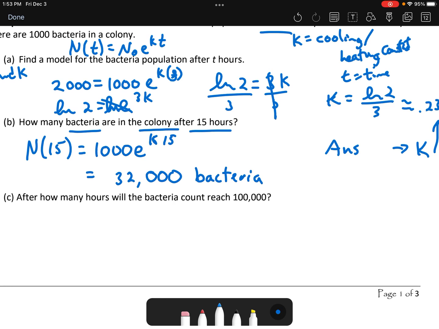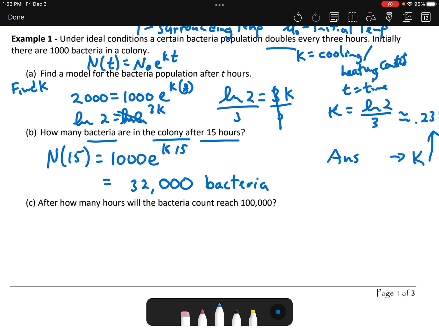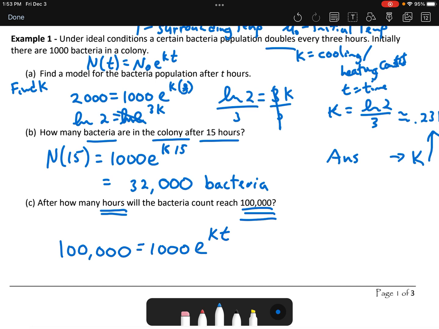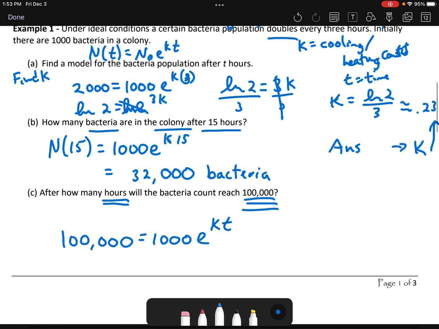So by simply storing our K in our calculator, it certainly cuts down our time. Now, C is a little different. We're looking for the time. Same formula. We want to know how long it'll take to reach 100,000 bacteria. Okay? So it's the same formula, and K, the growth constant, is still the same. The growth rate's the same.